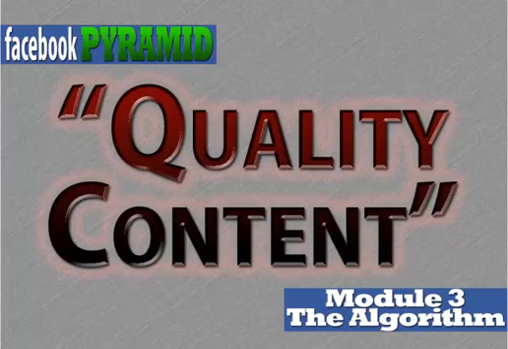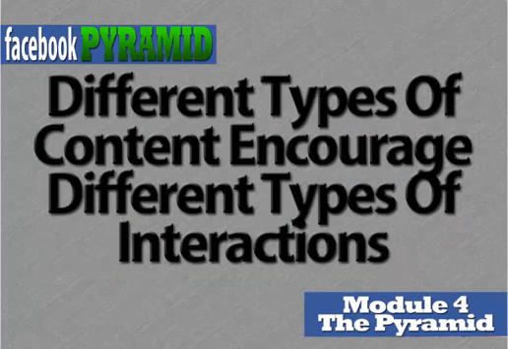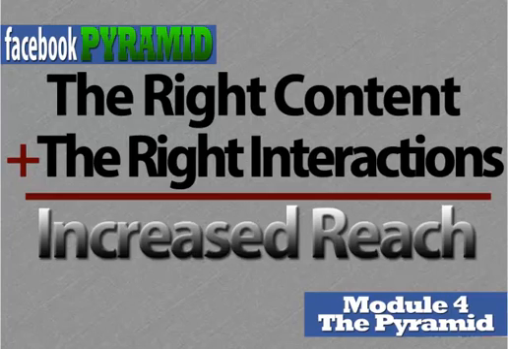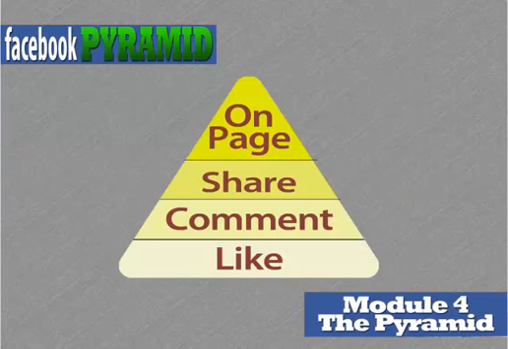Now, as far as the interactions themselves, let's look at exactly what that means. Different types of content encourage different types of interactions. The right content, the right interactions, increase your reach. So how do we do that? This is why it's called the pyramid. There are different weights given to each of these interactions. Liking a post, commenting on a post, sharing a post, and on page means actually the person leaving their newsfeed and going to the service industry page on Facebook.